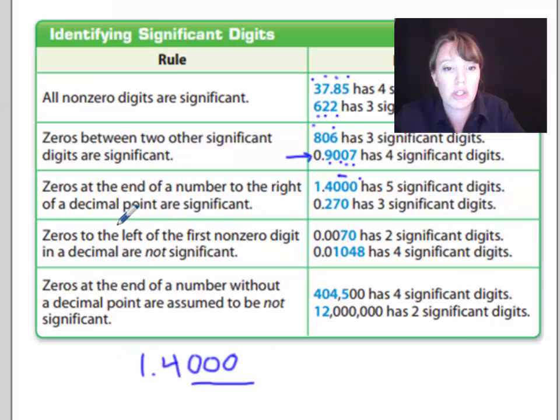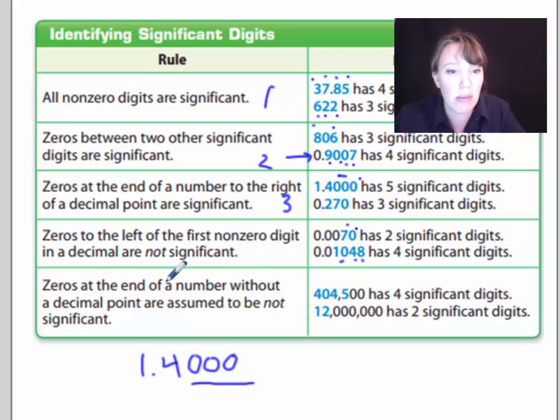Okay, zeros to the left of the first non-zero digit in a decimal are not significant. So this is the first non-zero digit. These zeros right here are to the left of it in a decimal, so they are not significant. The 7 is significant by rule 1, and the 0 is significant by rule 3. If I just name these rules, it'd be easier to understand. These 3 right here are not significant. Likewise, the 1, the 4, and the 8 are non-zero, so there are 3 significant, and this 0 is in between 2 non-zero digits, so it's significant.